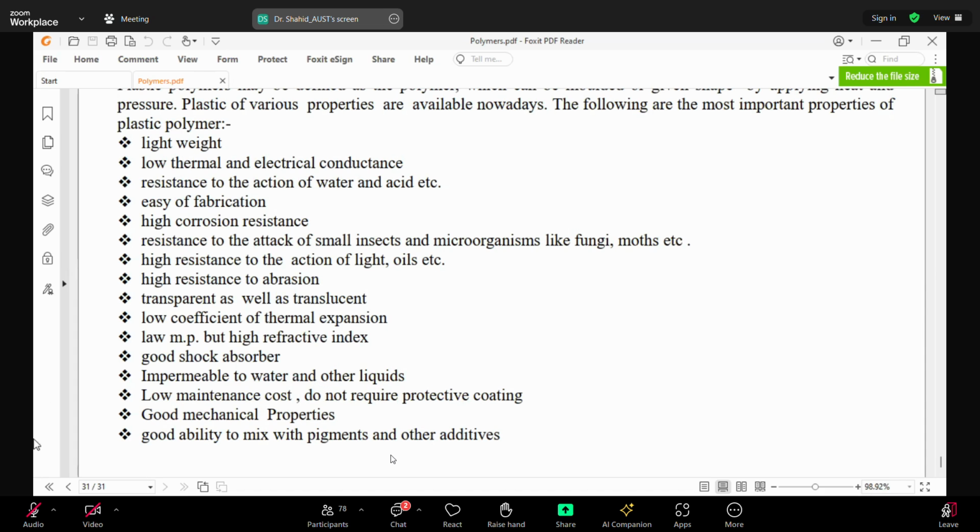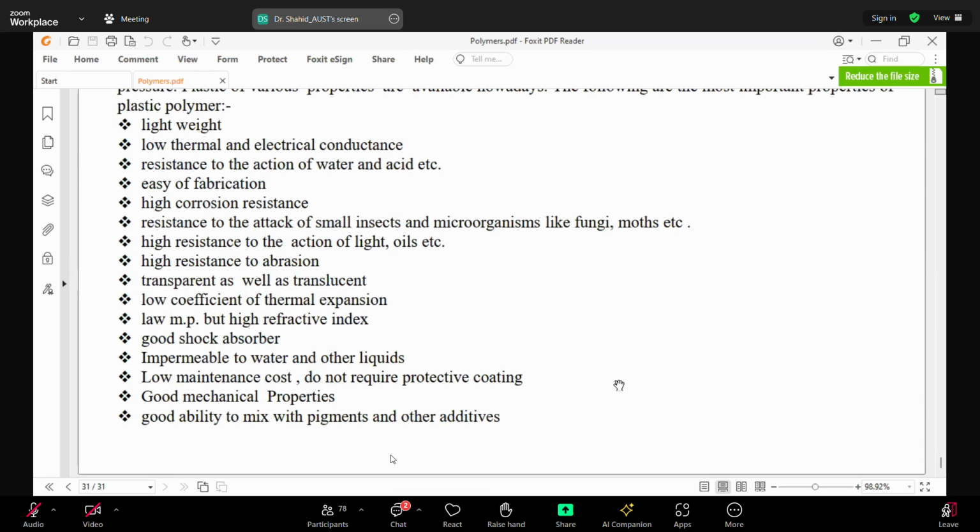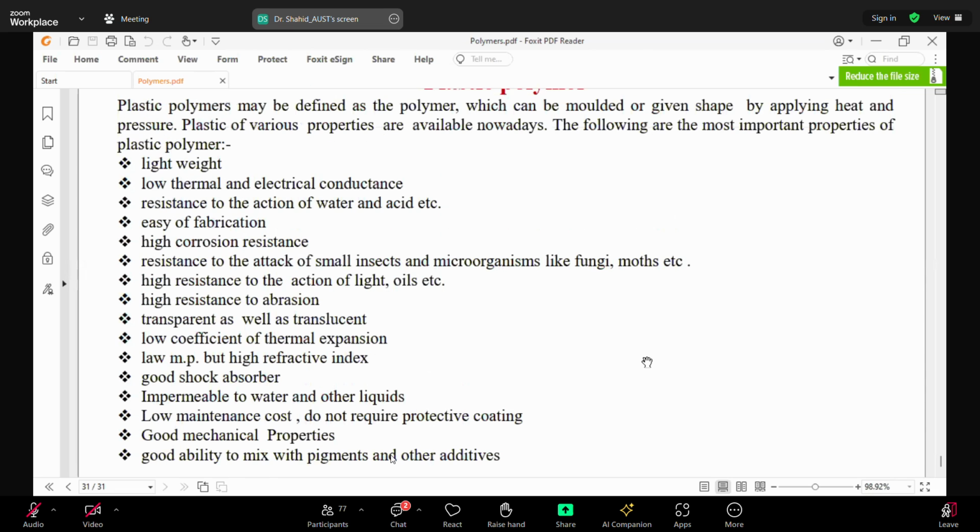Impermeable to water and others, requires low maintenance cost, does not require protective coating. So in that case, plastic polymer does not require protective coating. Good mechanical properties and good ability to mix with pigments and other additives. This is a very important part. By using these different types of pigments and other additives, we can prepare different types of colorful or fantastic polymeric articles or plastic products. And this is the last topic for this chapter.